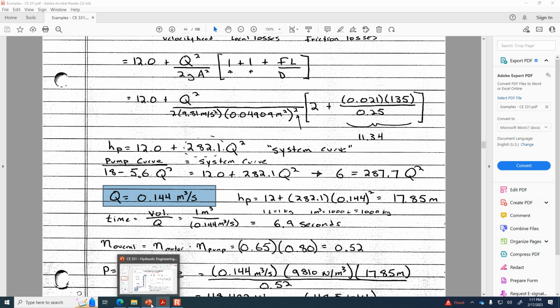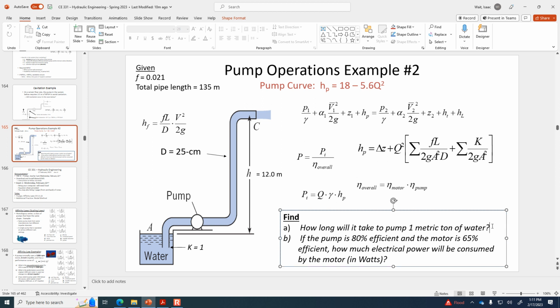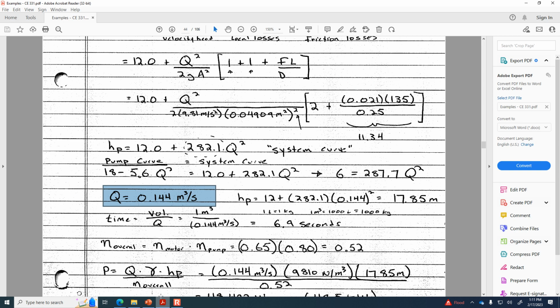We found the flow rate, we found H sub P, we answered this kind of tangential question, how long does it take to pump 1,000 liters of water? So we knew the flow rate Q and solved for the time that's required to pump a certain volume of water.